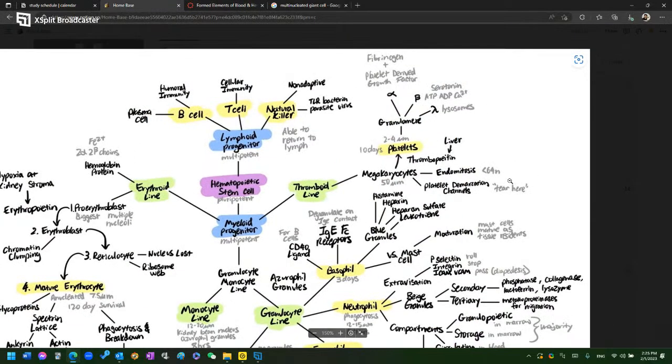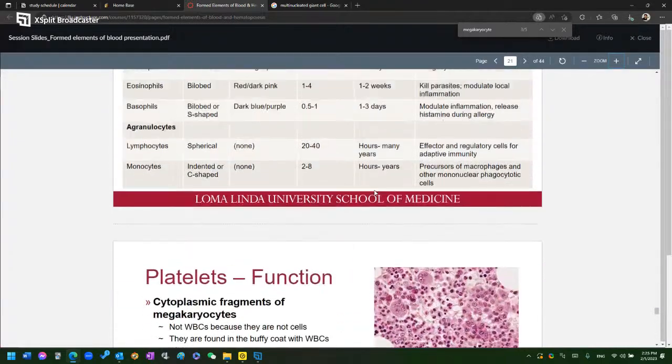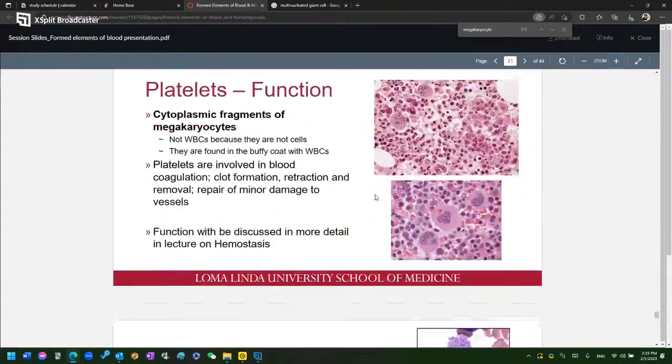So megakaryocytes have a weird sort of mitosis that's incomplete, which causes them to have way above the ploidy of a normal cell. And they also have these demarcation channels, which help them to break more easily as they're being sort of extruded into capillaries and into the blood.